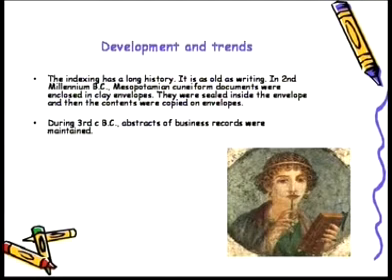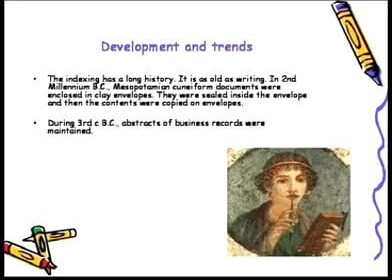Now we will discuss development and trends in indexing. As we know, indexing has a long history. It is as old as writing. In the 2nd millennium BC, Mesopotamian cuneiform documents were enclosed in clay envelopes, which served as an index of sorts so that the documents could not be tampered with. They were sealed inside the envelope and then the contents were copied on the envelopes.